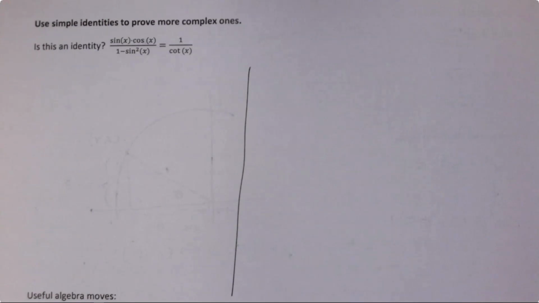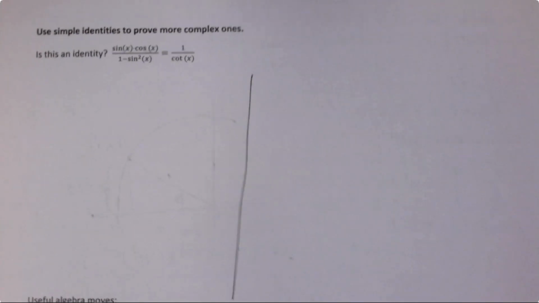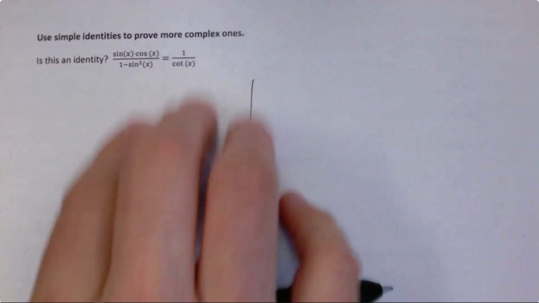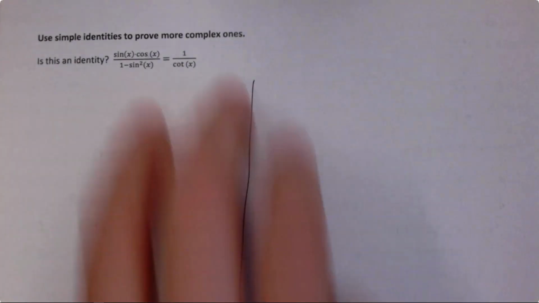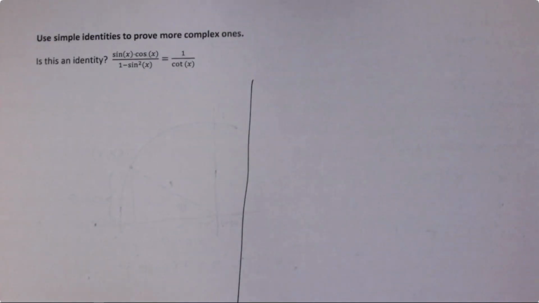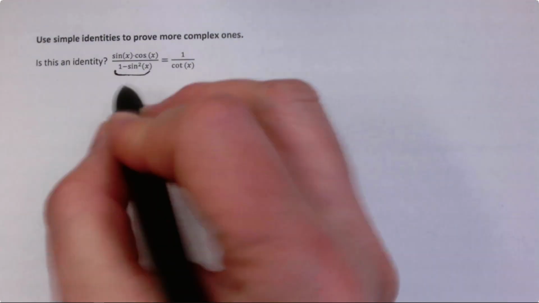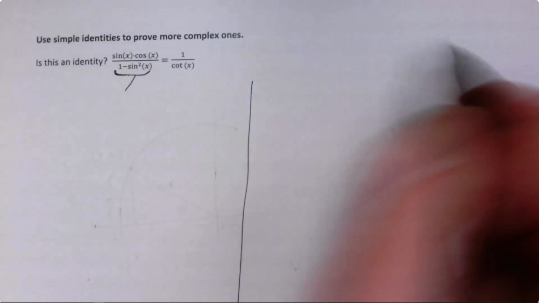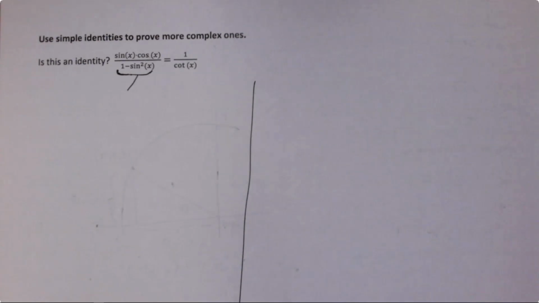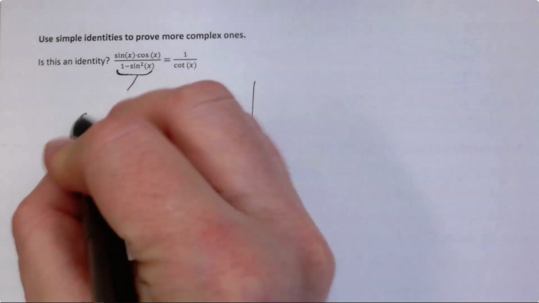Okay, we're back. So I'm about to show you one version of this. There's usually 4 or 5 different versions that work. The thing that I noticed right away is the 1 minus sine squared. If you remember from the front side, 1 minus sine squared is the same as cosine squared. So I'm going to make that substitution.